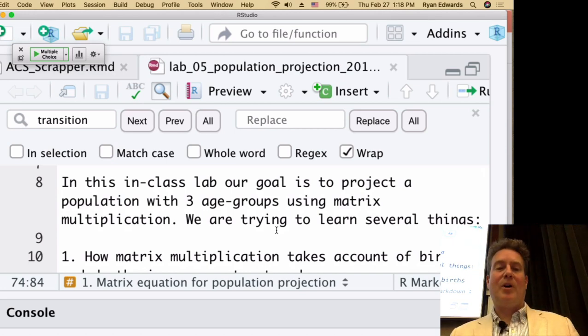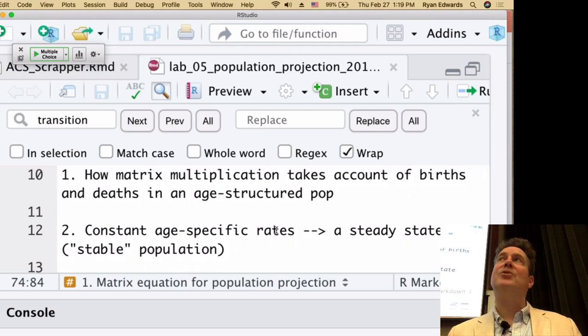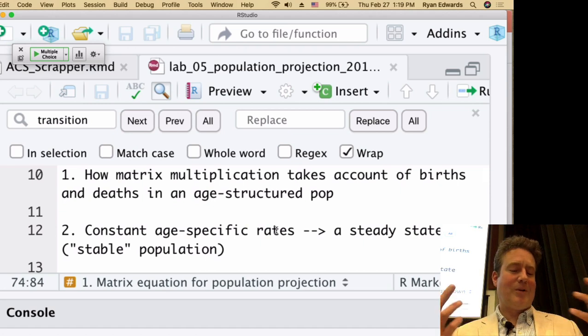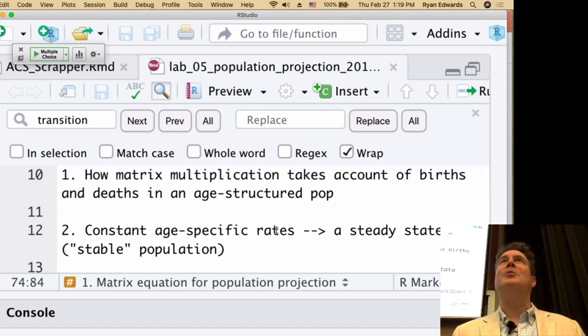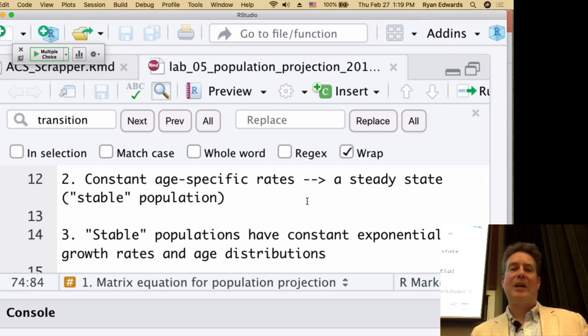So what are we doing and why? How matrix multiplication takes account of births and deaths in an age-structured population. Leslie matrices are a long-time tradition in demography, and they served formal demographers very well because there are a lot of insights that can come out of the eigenvector decomposition, and other things that you can do too. So constant age-specific rates produce a steady state or stable population.